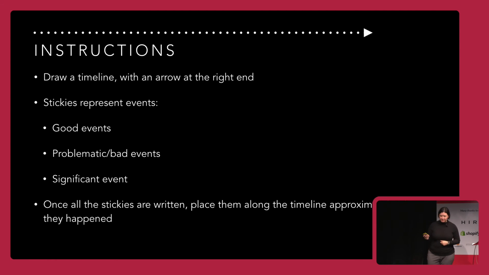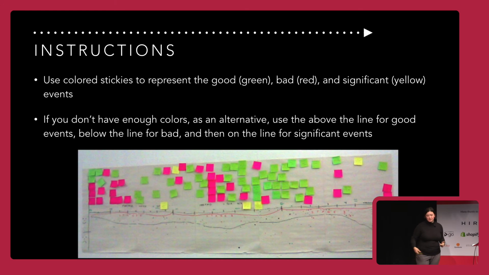Retro number 3, timeline retro. This one's pretty easy. You draw a timeline with an arrow at one end, and the stickies in this case represent events. And you basically have good events, bad events, or problematic events, significant events. And as you write the stickies, you place them on the timeline approximately where they happened. And you get a visualization that looks a little bit like this.